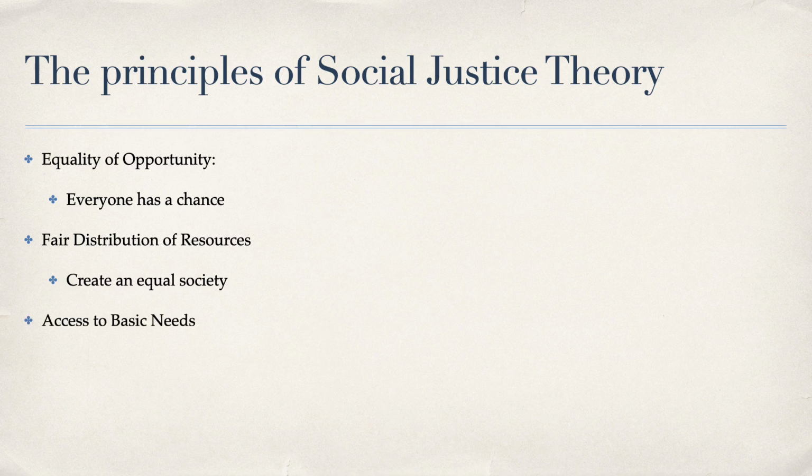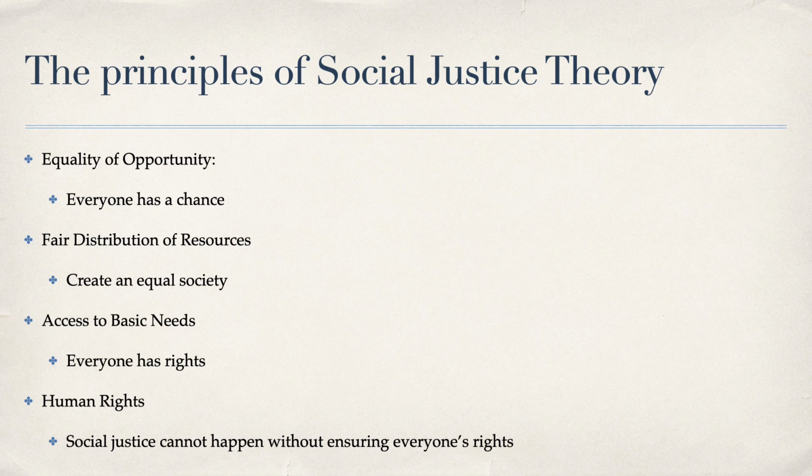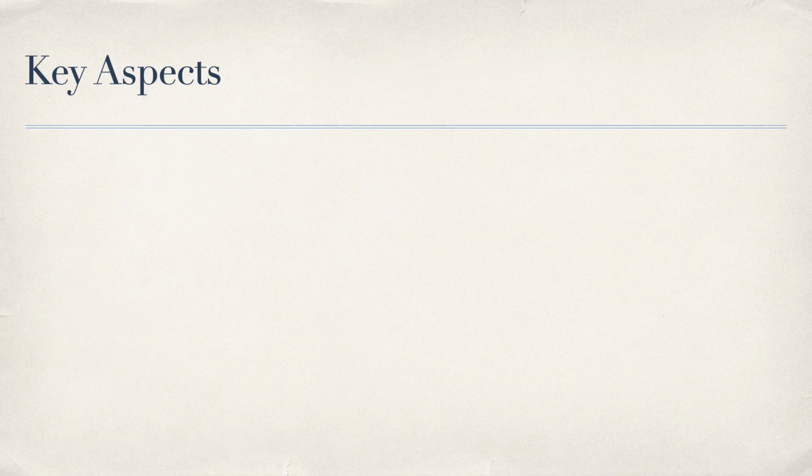others. Thirdly, access to basic needs, recognizing that everyone has a right to access basic necessities, including shelter, education, and more. Lastly, but not least, human rights recognizes that social justice cannot be achieved without ensuring everyone's fundamental rights are protected and ensured in the world and their personal lives.